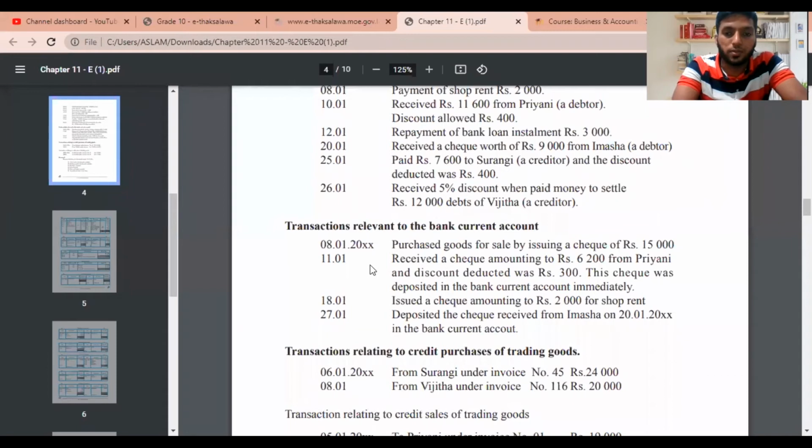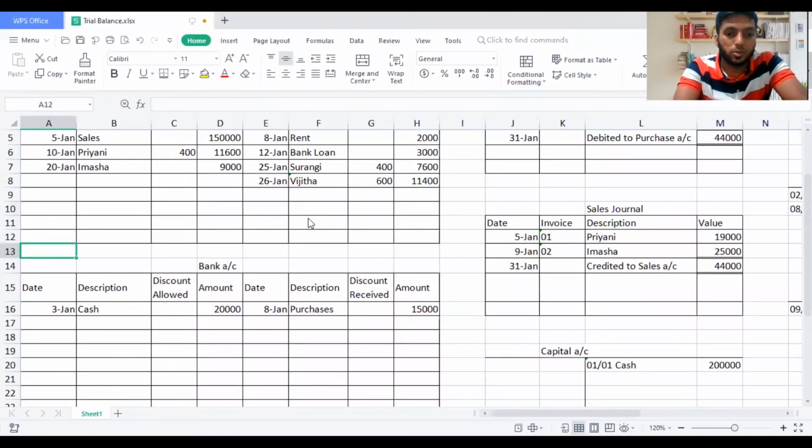It says that on 11th first received a check amounting to rupees 6,200 from Priyani and discount deducted was 300. This check was deposited in the bank current account immediately. So you are receiving a check, but you're not taking it to the cash account, but receiving it to the bank directly. So I'll record it as 6,200 on the bank account, and then 300 under discount allowed because we are receiving the money from Priyani.